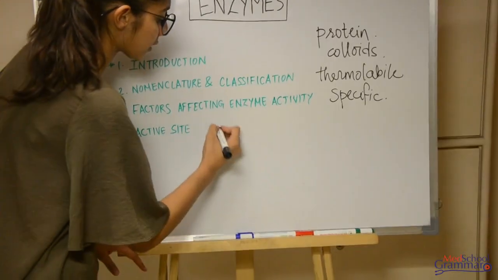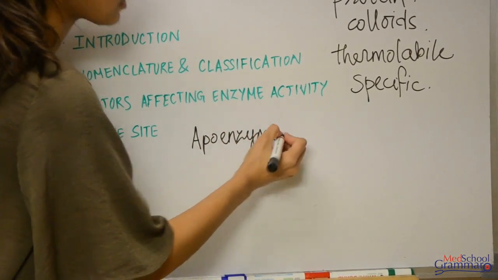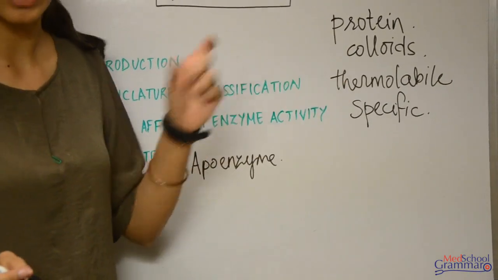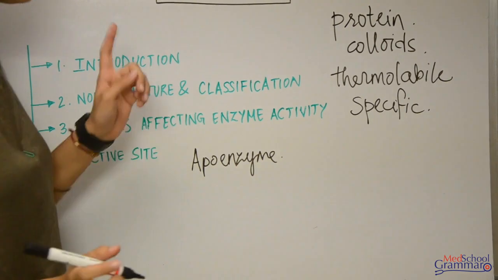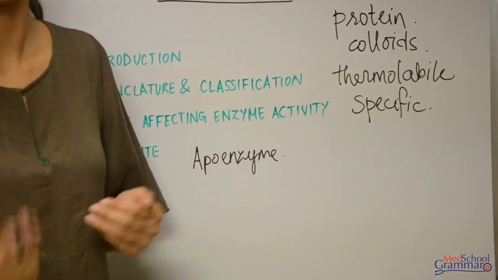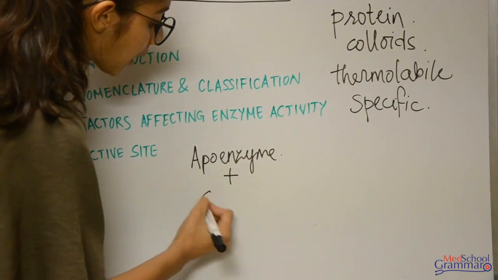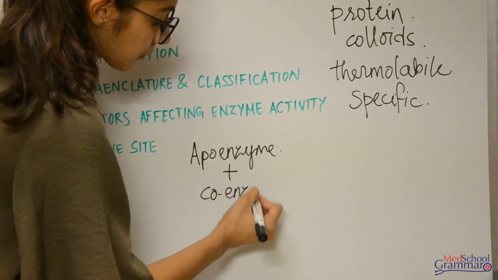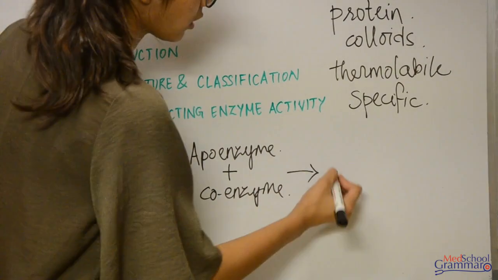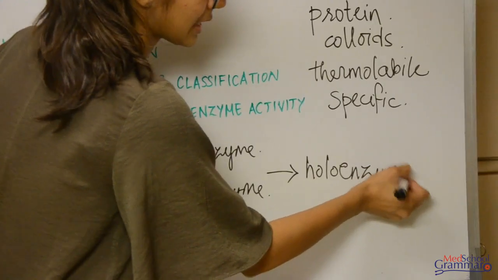Right. What are they? You have apoenzyme. Apoenzyme is the protein part of an enzyme. Now, I just said that enzymes are proteins. So, why am I saying protein part? Because enzyme is formed of a protein part along with a non-protein part which helps in its functioning. Protein part is called apoenzyme. The non-protein part is called coenzyme. Apoenzyme plus coenzyme together form holoenzyme, which is your fully functional enzyme.